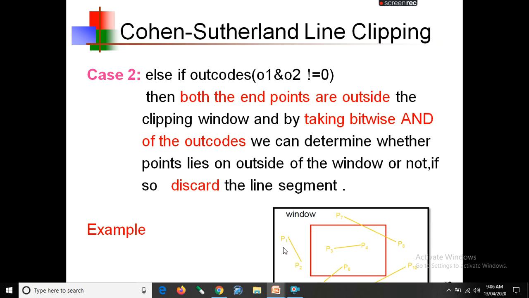If you get a non-zero result, both the endpoints lie outside the clipping window. So there are two examples here that we need to reject: P1 to P2, and P9 to P10, which is not visible, but we need to reject it as well. These are the two line segments with respect to case 2. Assume that this case is also false, meaning that after performing the bitwise AND operation between output 1 and output 2 of the two endpoints, the result is equal to 0. Then we'll move to case 3.